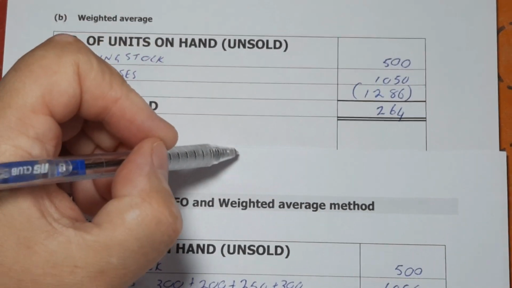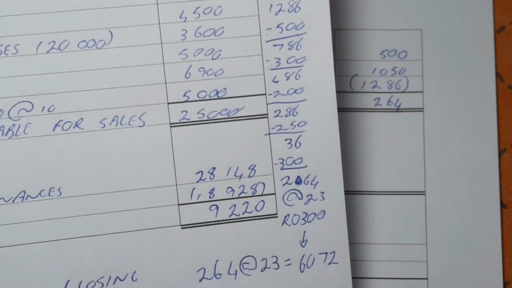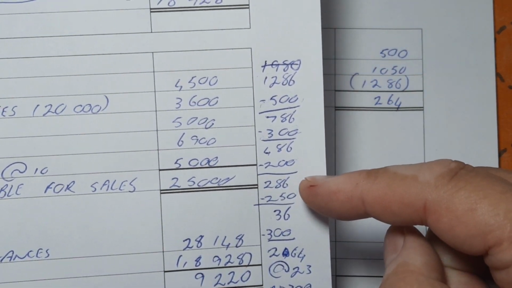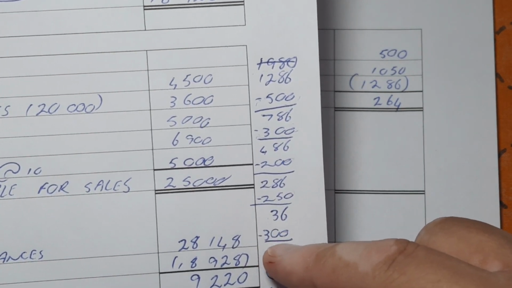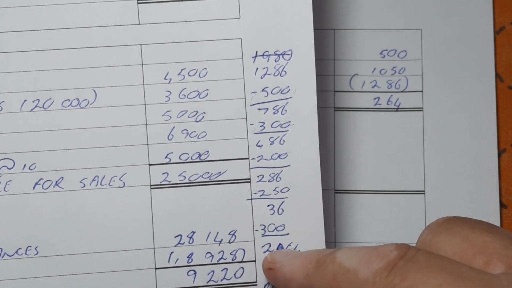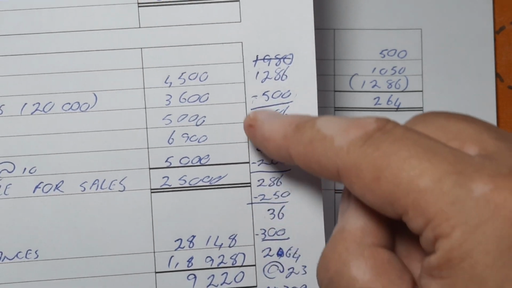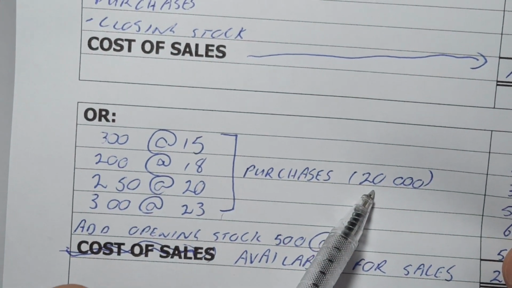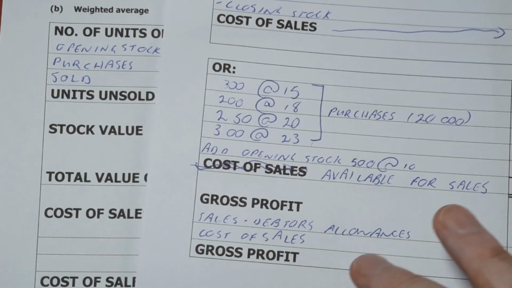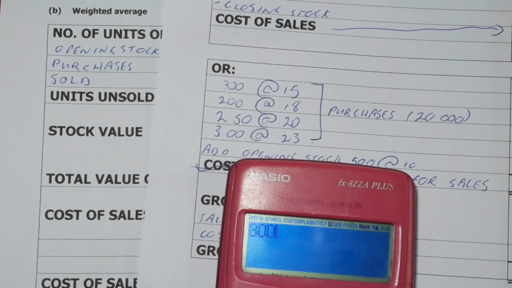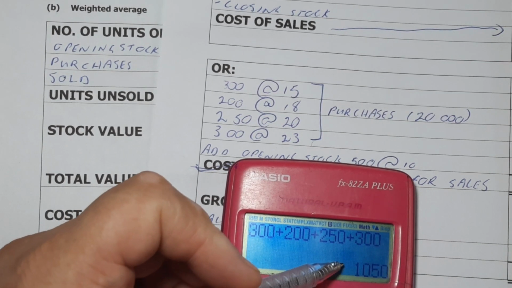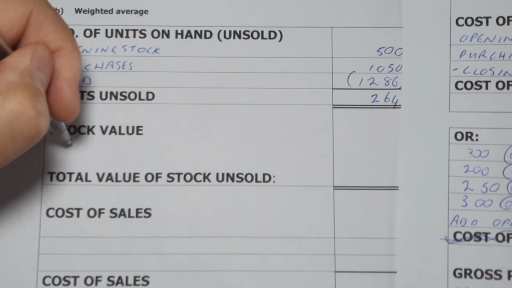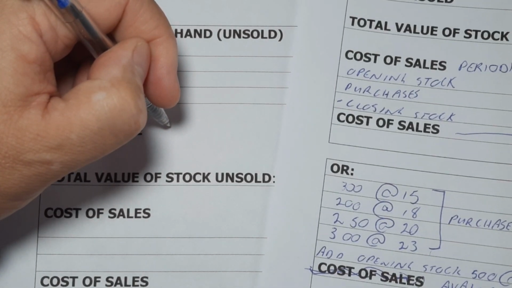However, the value is now going to be different, because in the previous one, as we sold off each one, we found that our end value, the 264 that was left over, was at 23 Rand. With the weighted average method, we're not going to use this. Now we're going to do the following. We've had the total purchases of 20,000. The amount of units, let's add up all the units here: 300 units, plus another 200 units, plus another 250 units, plus another 300 units. So we purchased 1,050 units.